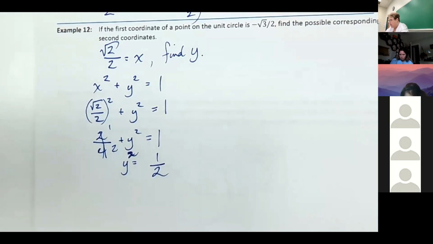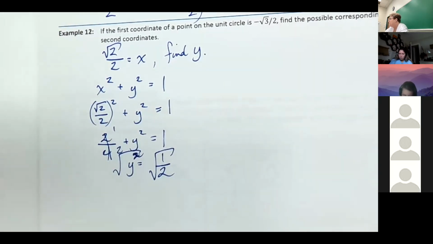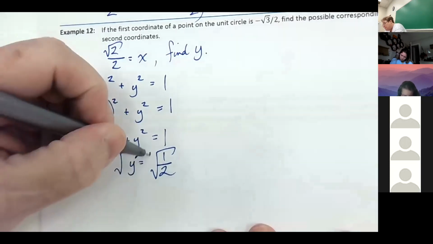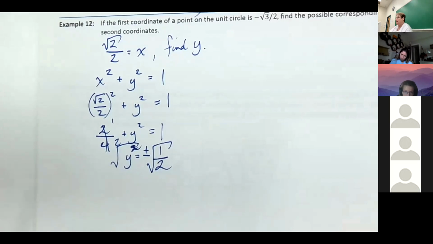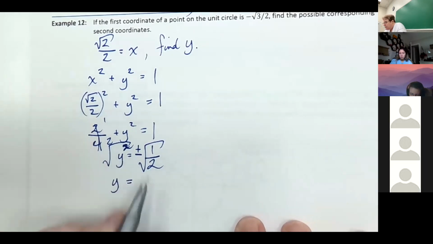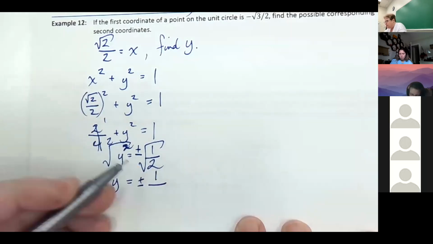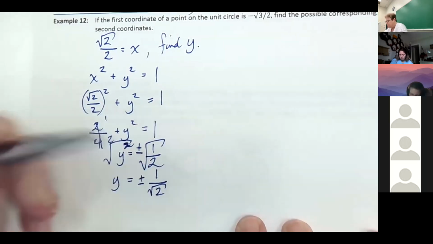Now, what do I do to find y? And what do I have to throw in if I take the square root of both sides? Good. That'll definitely be a quiz question. Okay, so the square root of y squared is just y. The square root of 1 is 1. And the square root of 2 is just square root of 2.